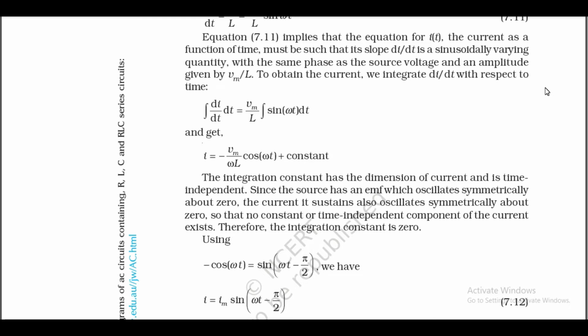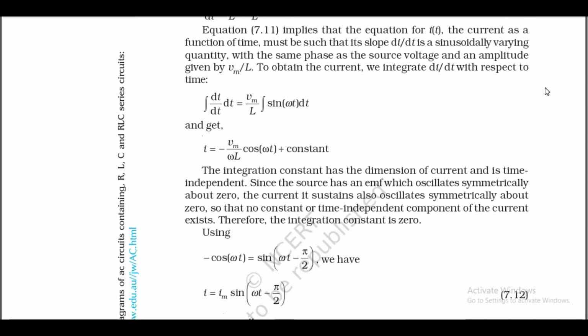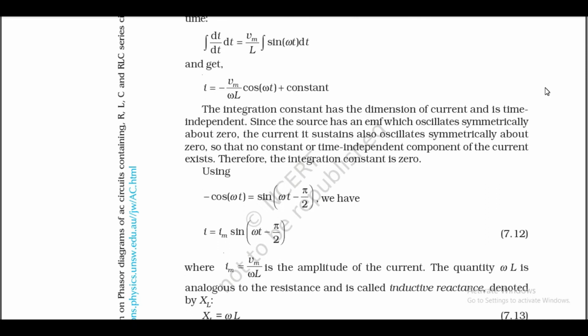To obtain the current, we integrate di/dt with respect to time. The integral of (di/dt) dt = (Vm/L) ∫ sin ωt dt, and we get i = −(Vm/ωL) cos ωt + constant. The integration constant has the dimension of current and is time independent.